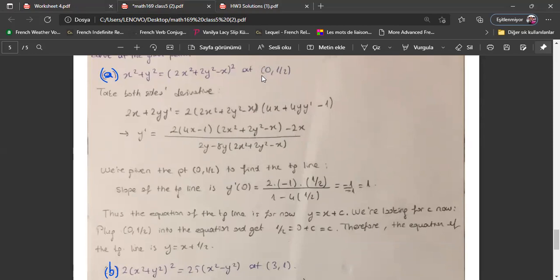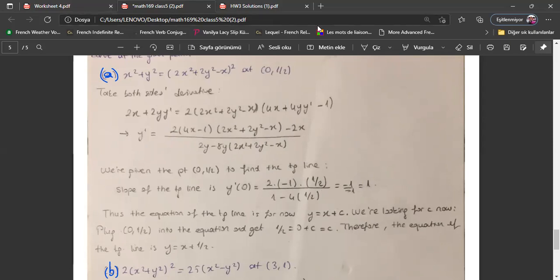Now we know this point is on the tangent line, so we plug this point in first to find the slope. Here x equals 0 and y equals 1 over 2. So we plug them into y prime. You may consider this as f prime of x. This gives us the slope of the tangent line.